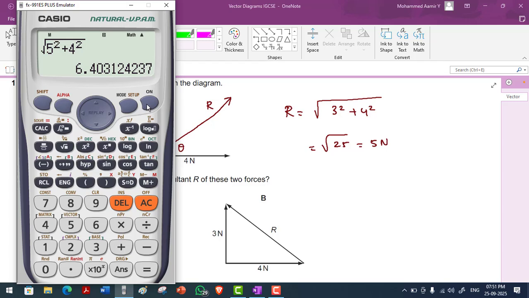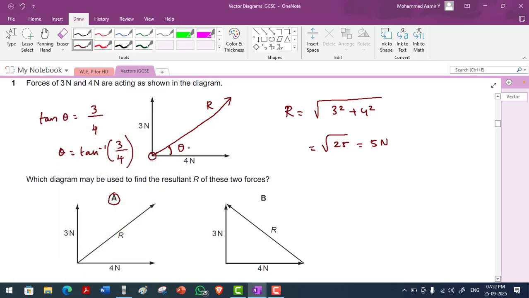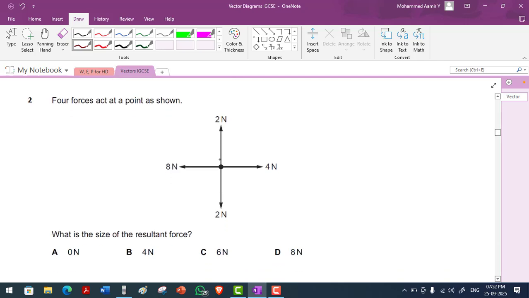If I do that with the help of a calculator, I have to press shift for tan inverse. Tan inverse of 3 by 4 is giving me 36.86 degrees. So this angle is approximately 36.86 degrees. I hope you have understood this question very well.